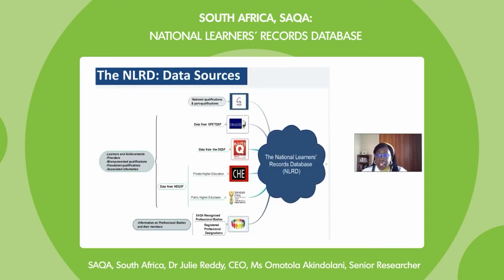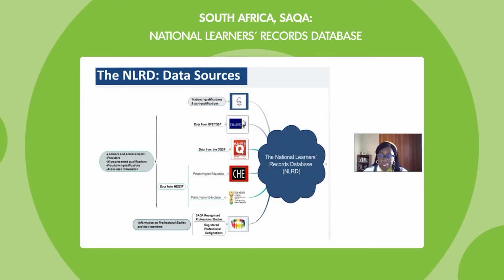On this slide, I've just tried to show how information flows to the NLRD. The NLRD receives data from a couple of sources. The information on the registration of qualifications and part qualifications is received from SAQA's own registration and recognition unit, and they then submit this information to be recorded on the NLRD.